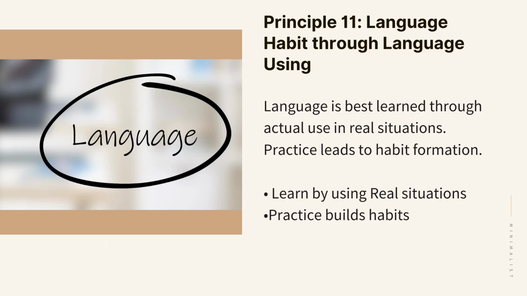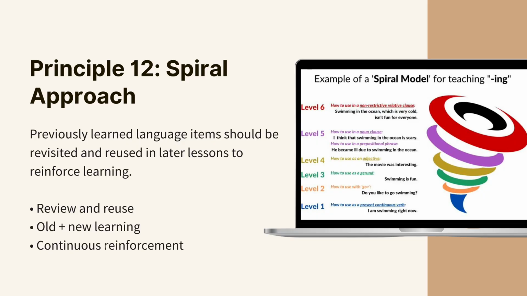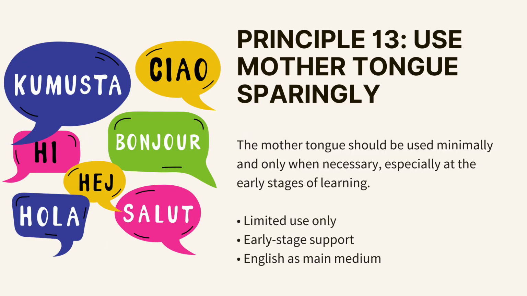The 11th principle emphasizes learning through use. Learners develop fluency and confidence by hearing, speaking, and using English in real situations. The 12th principle introduces the spiral approach. Previously learned vocabulary and structures should be revisited in later lessons to reinforce learning. The final principle stresses using the mother tongue sparingly, especially at the early stages, while encouraging learners to use English as much as possible.